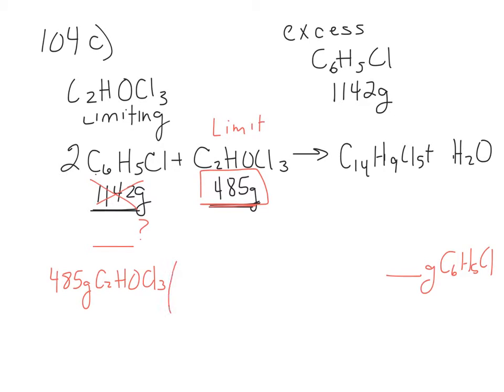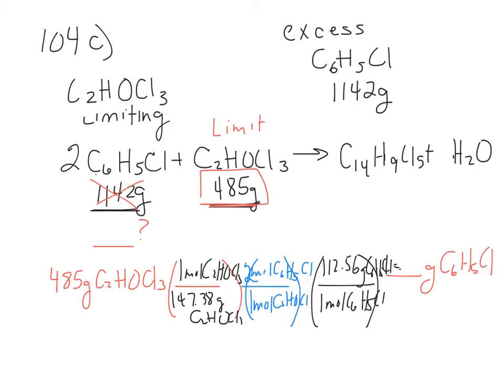So my first step is to get to moles. So what's the molar mass? So there's your stoichiometry equation. So you're going to do 485 grams, and then you're going to get it into moles, and then you're going to use the mole ratio to get the new moles, and then you're going to use the molar mass. So grams of C2HOCl3 go away, moles of C2HOCl3 go away, moles of C6H5Cl go away, and we end up with grams. So what do you get for the number of grams here?